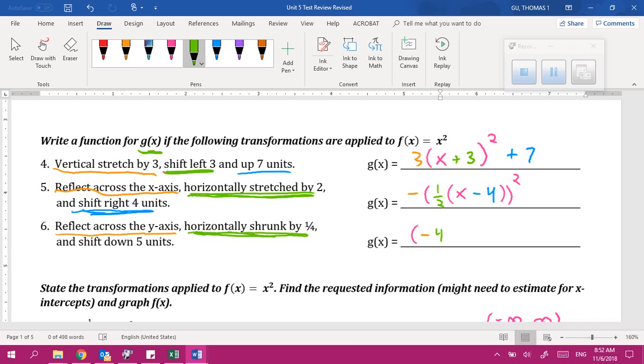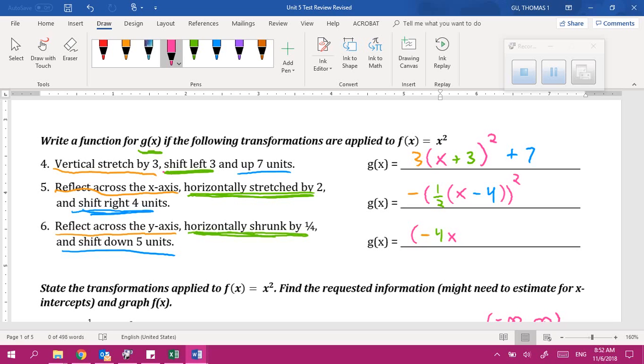And then what do I need to write after that? It says shift down 5 units. So how do I actually finish all of this then? What about my x? I just put an x right here. Really doesn't make a difference right here. You can just put that. Both are inside the parentheses, so it's the same thing.